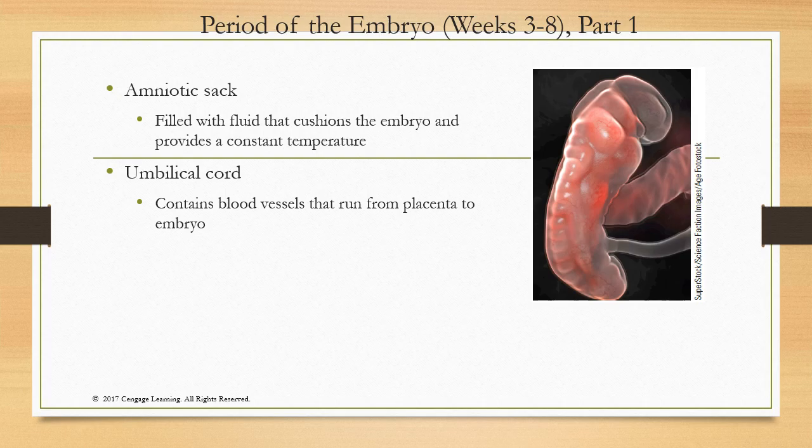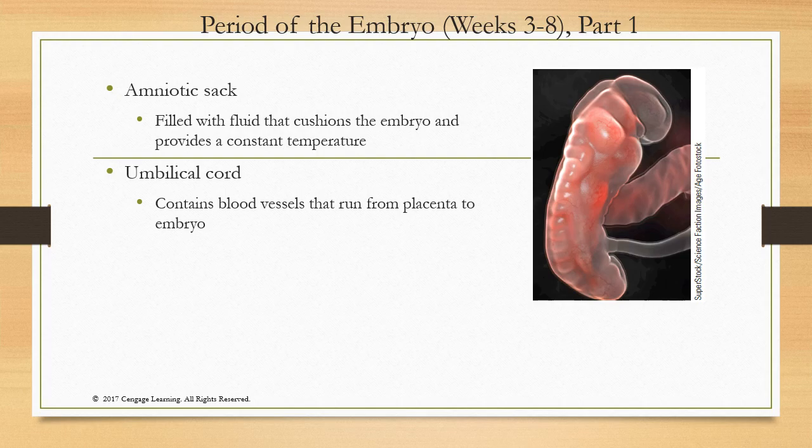So now we're going to go to the period of the embryo. That's the second period, and it's weeks 3 through 8. So that's important to remember. As you can see right there, that is a salamander type looking thing, they say. You can see it's starting to form the amniotic sac and the umbilical cord. The amniotic sac is filled with fluid that cushions the embryo and provides a constant temperature.